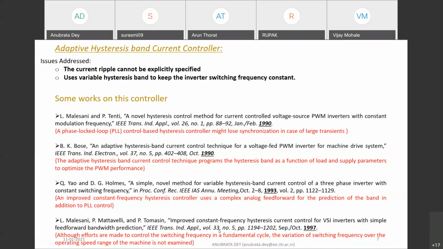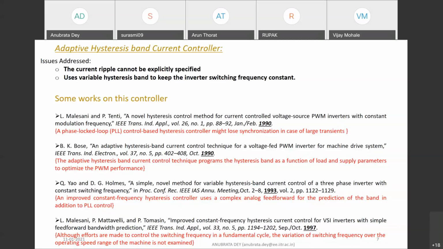The last paper is from 1997. It also has another issue: although efforts are made to control the switching frequency in a fundamental cycle, the variation of switching frequency over the operating speed range is not examined. So although they are trying to do some improvement, the switching frequency variation is not very carefully observed in that paper.